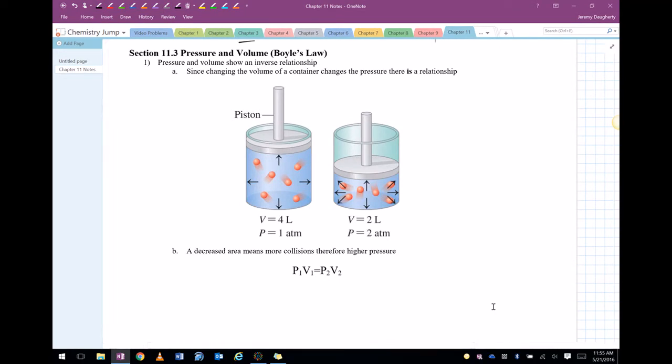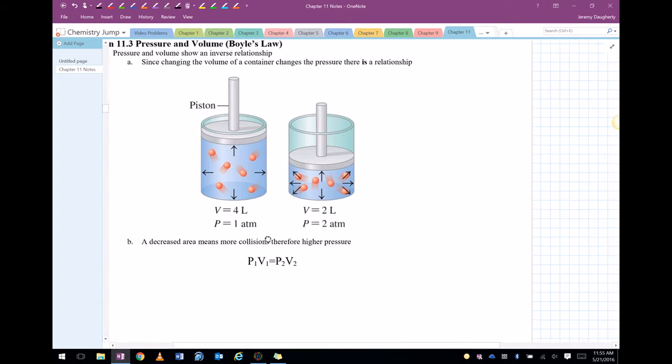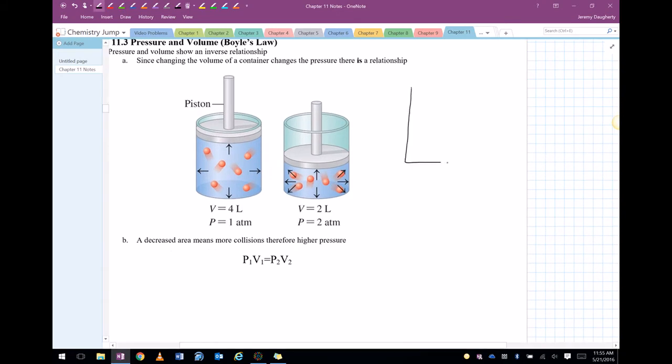Section 11.3, pressure and volume, which is also known as Boyle's law. Now for me, I don't really care that you know that Boyle's law is the relationship between pressure and volume, but some people, it's important to them, so, you know, great. So pressure and volume, they show an inverse relationship. So let's take a look at what that means.